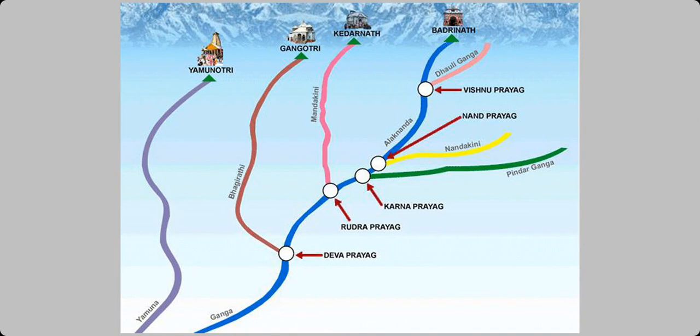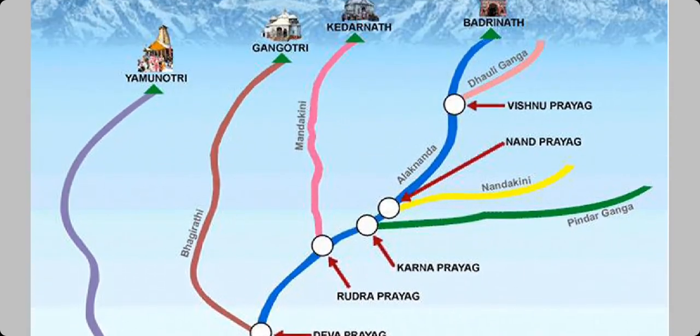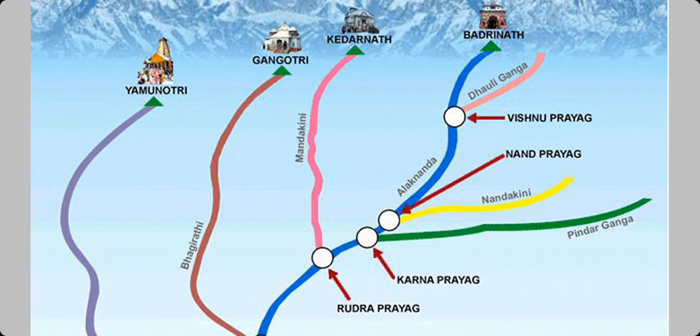This is a diagrammatic representation of the prayags. It shows on which rivers they are located.